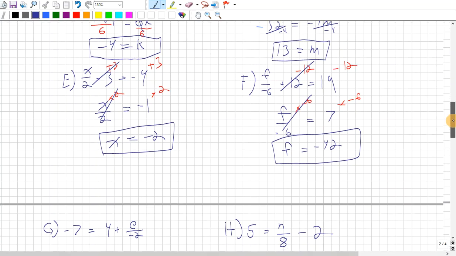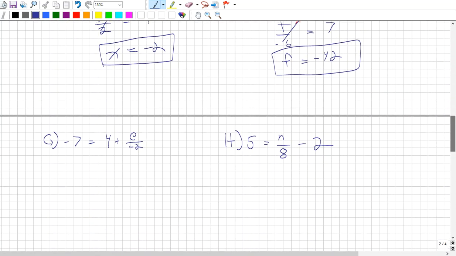Okay, let's move on. Two more, and then we'll get to a word problem, and then we'll be almost done this lesson. So I have the variable on the right-hand side again. So again, we have to think about, okay, well, that 4 is a positive because there's no negative sign written in front of it. So because it's positive, I have to subtract the 4 to get rid of it on both sides. So negative 7 minus 4 is negative 11, and that's equal to e over negative 2.